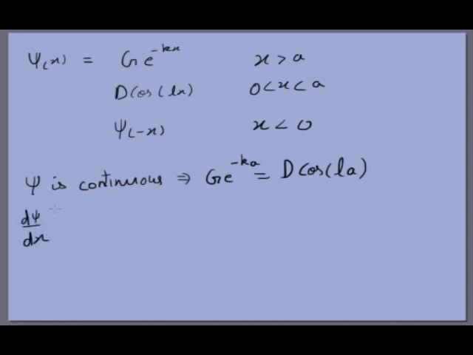Why is it continuous now? Because we proved in the previous video that d psi by dx will be continuous except at points where the potential is infinite. And in this question, the potential is infinite nowhere, so d psi by dx is also continuous.